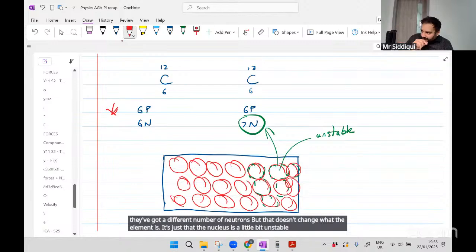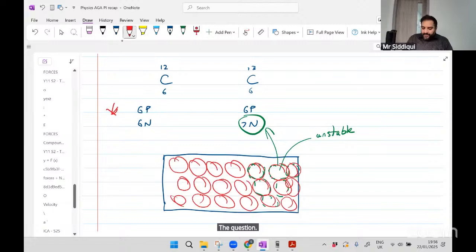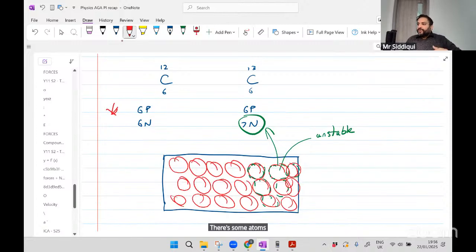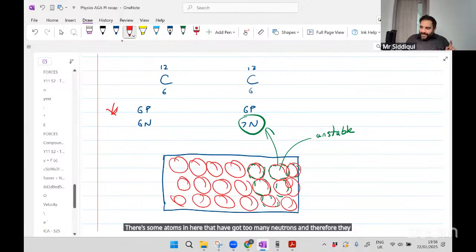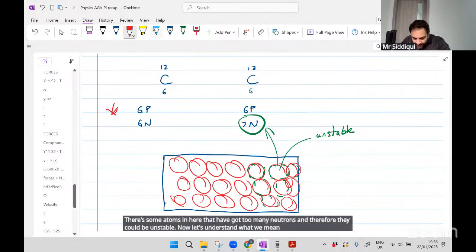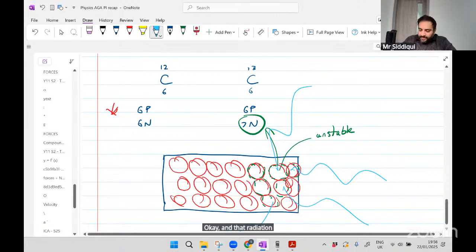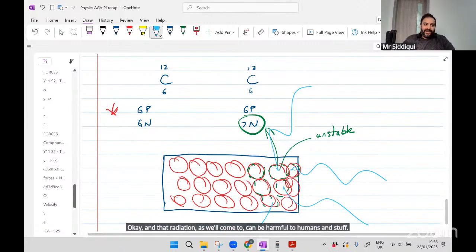We're going to come to the element change because I understand the question. But at this point, these are still the same element. It's all exactly the same. It's just that there are some atoms in here that have too many neutrons, and therefore they could be unstable. Now let's understand what we mean by unstable. If an atom is unstable, what it can do completely randomly is emit some radiation.